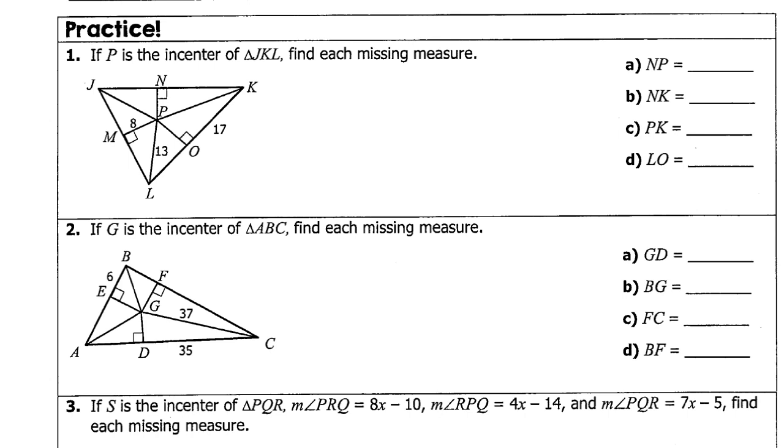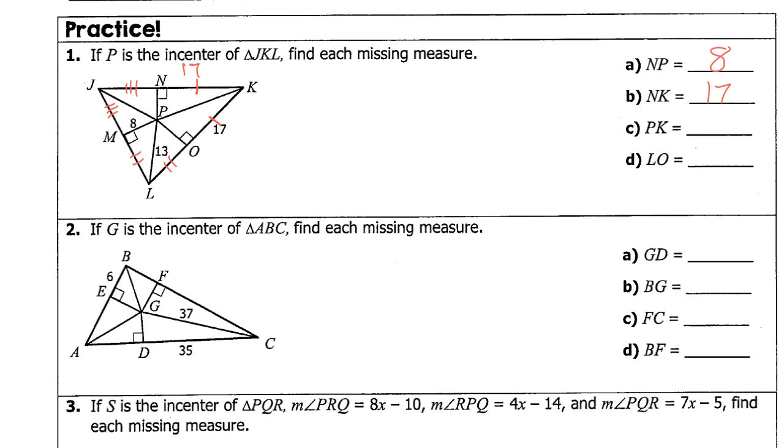The first thing we need to find is NP. The length from N to P is 8 because that's the same as M to P, which is also the same as P to O. So now I can see that the length from N to K is 17 because it's the same as from O to K.